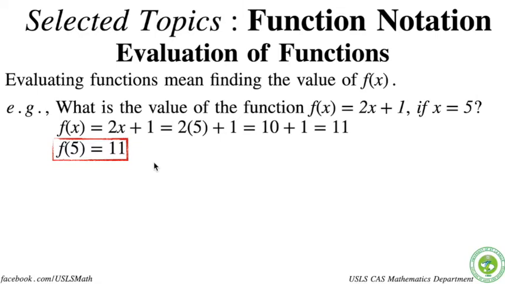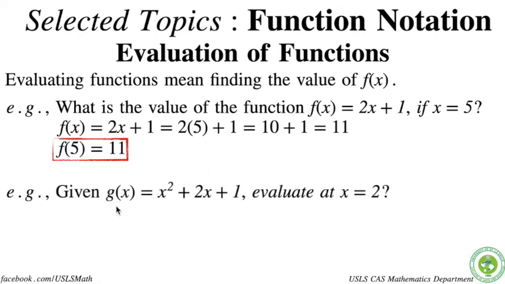Now, one more example. Again, like I said, f is just a name. So we can change that to g, or you could make it h, or i, or j, or k, or z, or whatever. So the f here is just a name. So I'm going to change it in this second example. g of x is equal to x squared plus 2x plus 1. We are asked to evaluate, that is, plug in, substitute, at x equals 2. Which means we're just going to substitute all the x's here by 2.